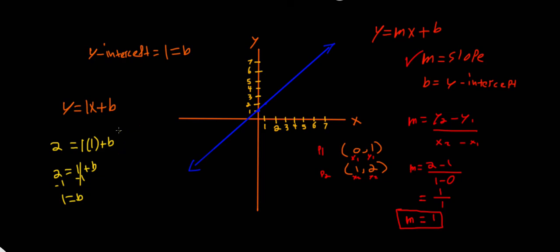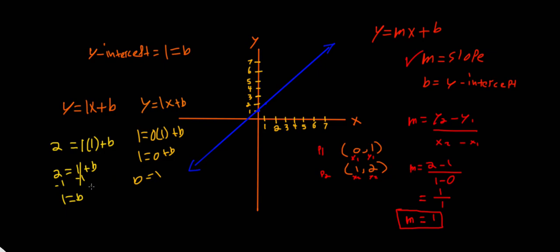Now let's do the same thing again with the other point. I just want to prove to you that both points work. So again, we have y equals 1x plus b. Now we're going to use the other point, so we're going to plug in 0 and 1. So we have 1 equals 0 times 1 plus b. Simplify and solve for b. So we have 1 equals 0 plus b. Well, 0 plus b is just b, so b equals 1 once again.